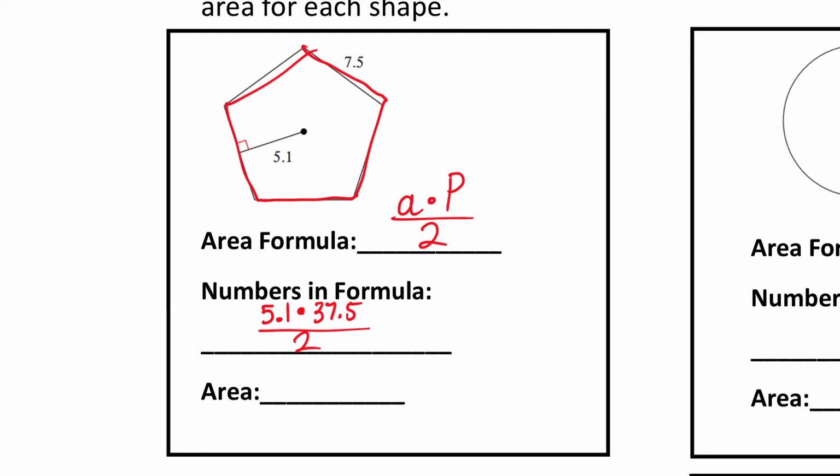And what does that give you? 95.62. Okay, oops, sorry. 95.60, I think it rounds to 3, is it right? Okay, units squared.